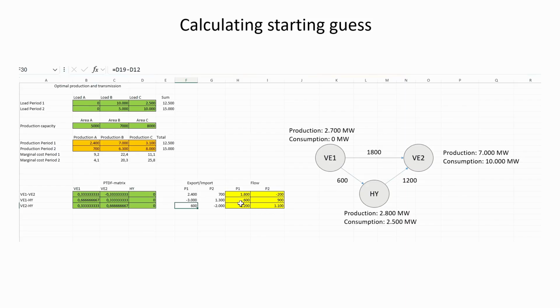And if I have a capacity on this line here from V2 to HI of 1200 megawatt, it is possible to transport the needed flow. So I use these as my first guess in the calculation. And then I go and make a power market simulator calculation using these capacities here.